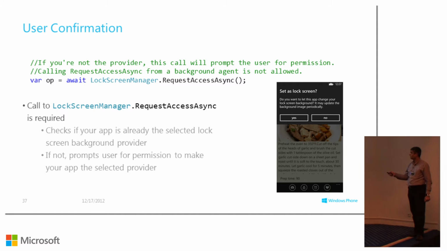So here when you request the permission, you get this system message. When the user selects yes, then your application can provide content to the lock screen.